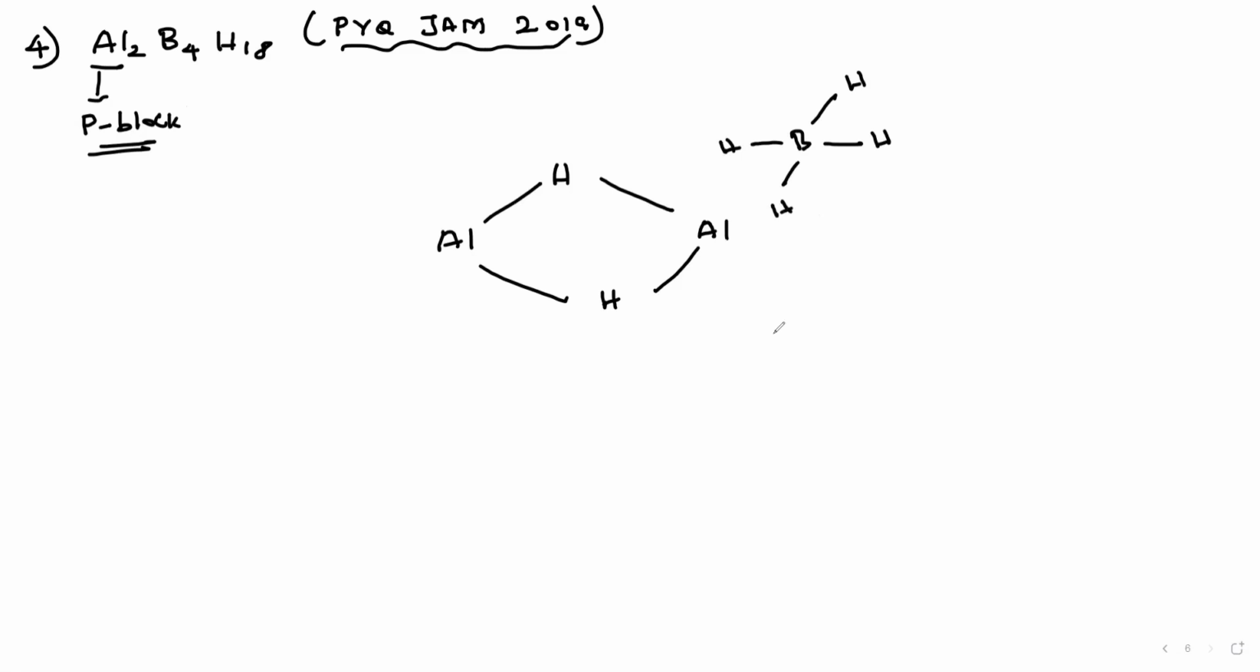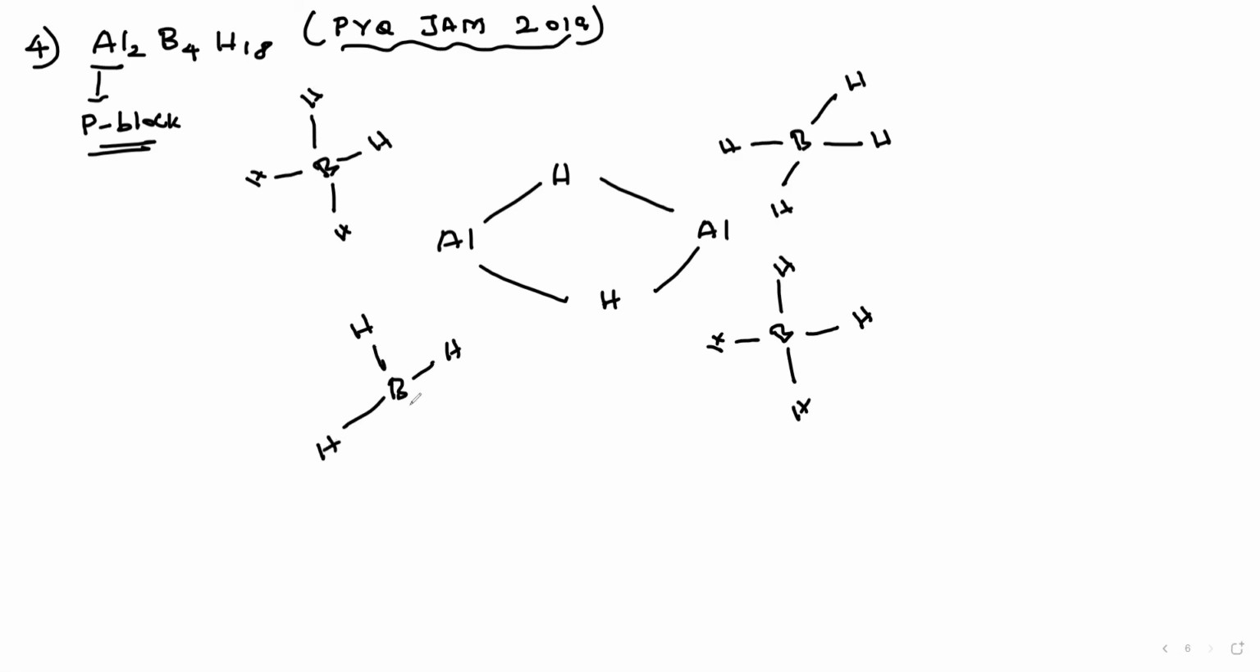Similarly, this is boron. Here 1 hydrogen, 2 hydrogen, 3 hydrogen and 4 hydrogen. Similarly, this is boron, 1 hydrogen, 2 hydrogen, 3 hydrogen and 4 hydrogen. Take this boron, the same boron, here 1 hydrogen, 2 hydrogen, 3 hydrogen and 4 hydrogen. They make a bridge, simple. 1, 2, 3, 4 bridge. Okay, mu2 bridge.